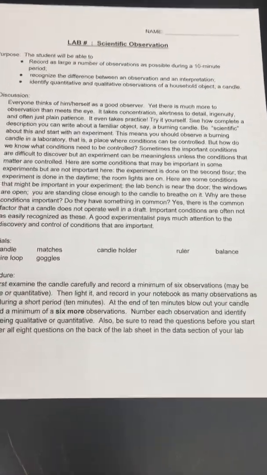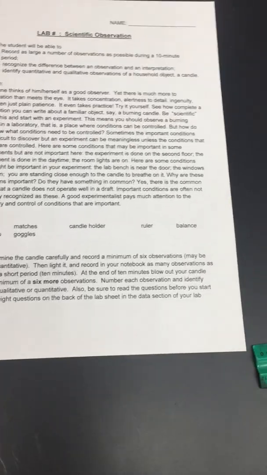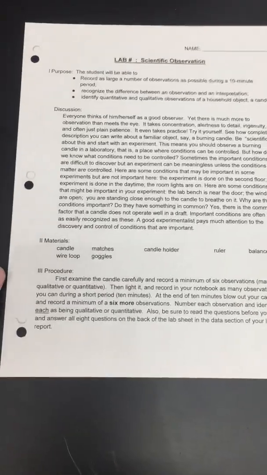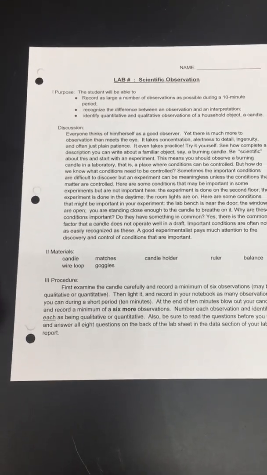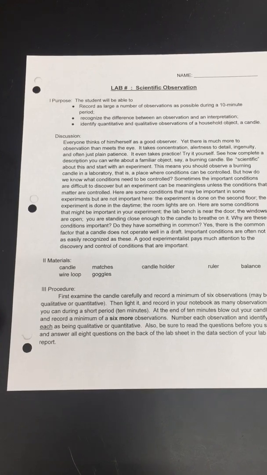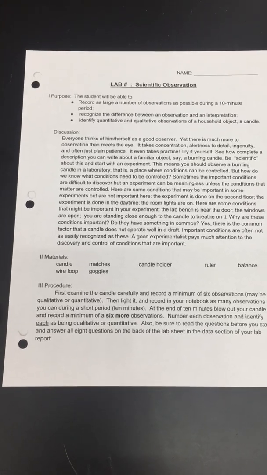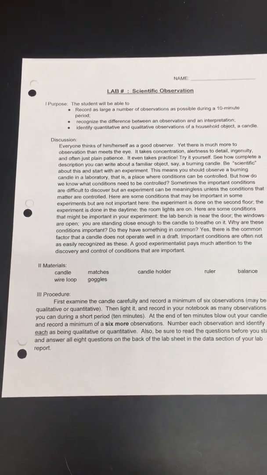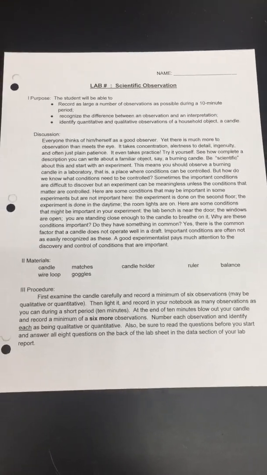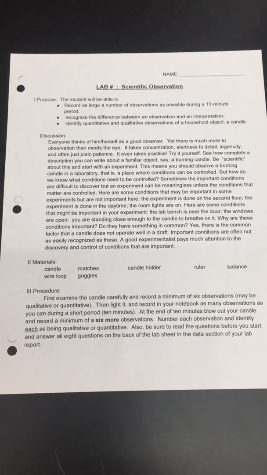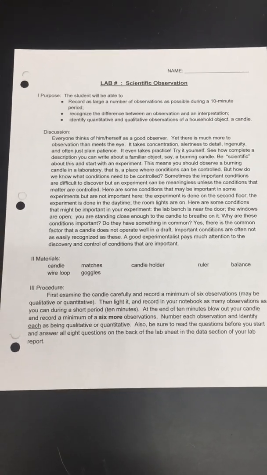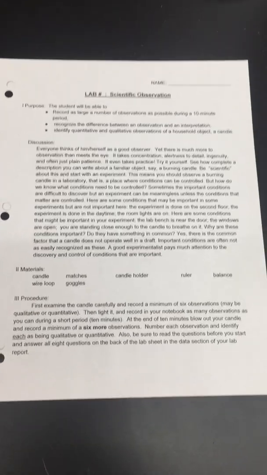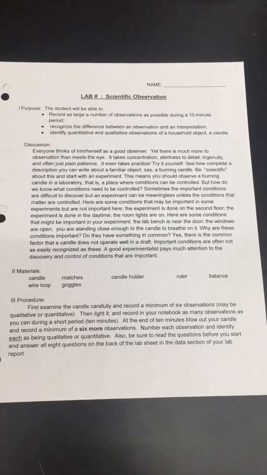So we're looking at a candle here today. You can read over the discussion, see the materials. Basically, we're going to examine a candle carefully and record a minimum of 6 observations. And there's going to be a total of 18 observations. You have to have 6 observations before the candle is lit, 6 while it is burning, and 6 after it has burned. So a little bit of clarification. You have to have 6 observations.